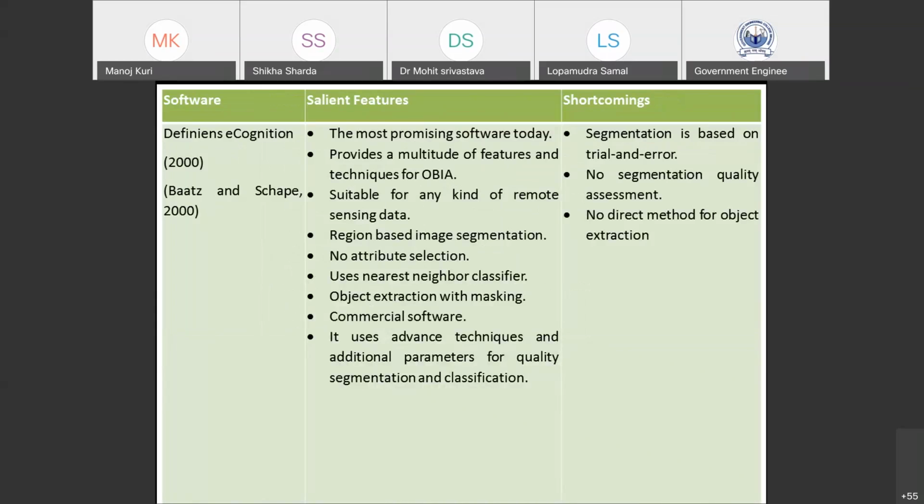Another image analysis software is developed by Definiens. This is the Definiens eCognition software, and it is broadly used by OBIA researchers. It has the advantage of being a very promising software, and it provides a multitude of features and techniques for OBIA. It is suitable for any kind of remote sensing data.